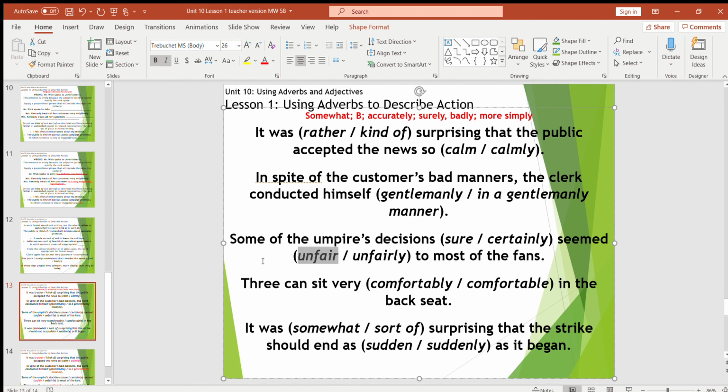Three can sit very comfortably or comfortable in the back seat. Alright, so we're talking about how they sit. So they sit very comfortably, because remember, adverbs can describe other adverbs. And it was somewhat or sort of surprising that the strike should end as sudden or suddenly as it began. So it was, which one? Remember, formal, it was somewhat surprising that the strike should end as suddenly, because we're describing how it ended.